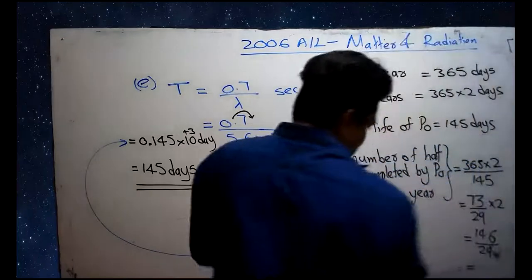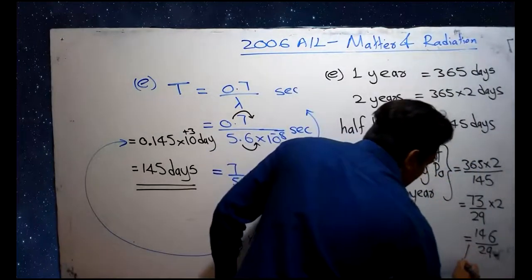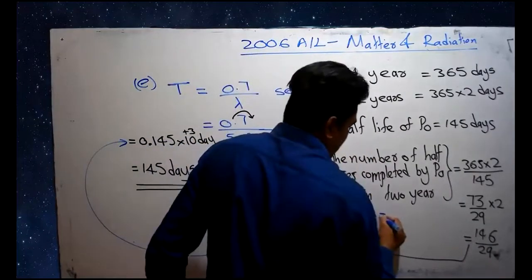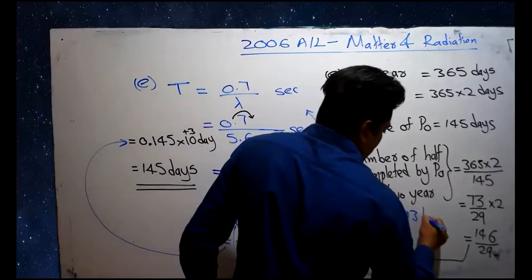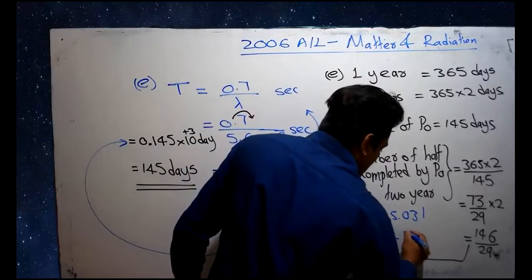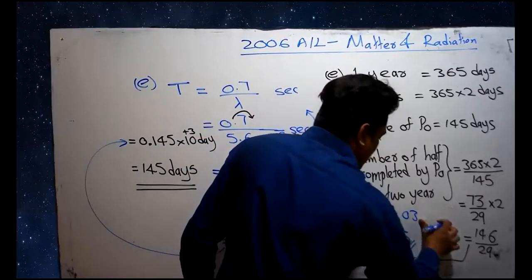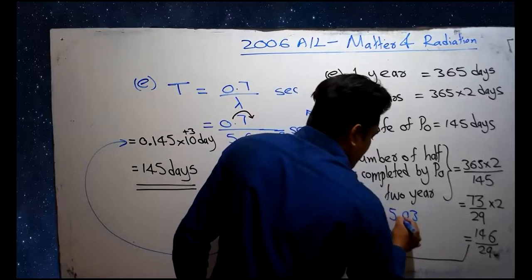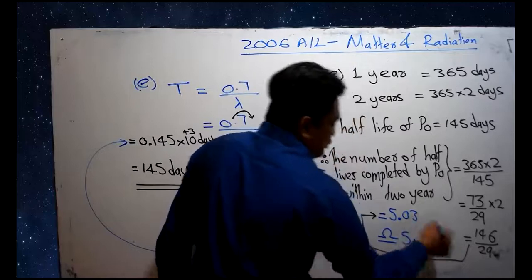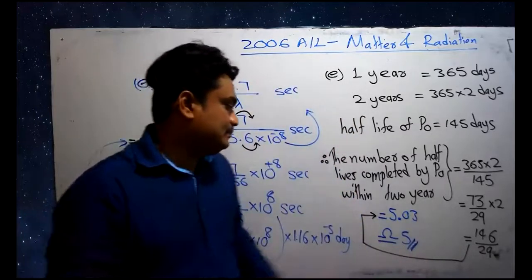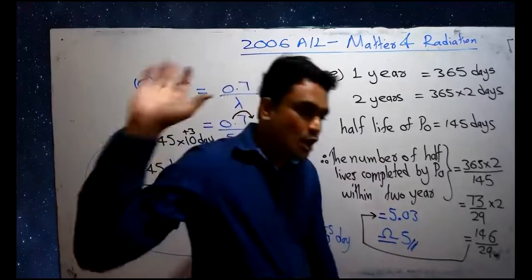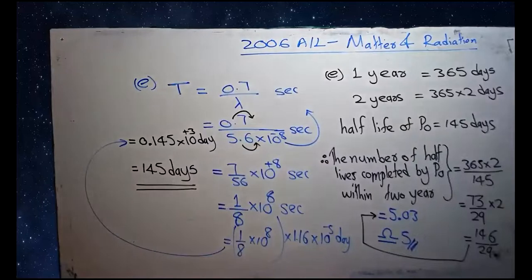If we divide this, we will get 5.03 approximately. 5.03 half-lives can be written approximately as 5. So polonium will complete approximately 5 half-lives. You can neglect this 0.03. It's not such a big thing. Who got this answer, 5.03 as 5?